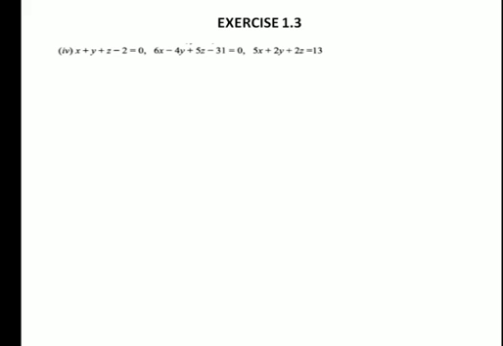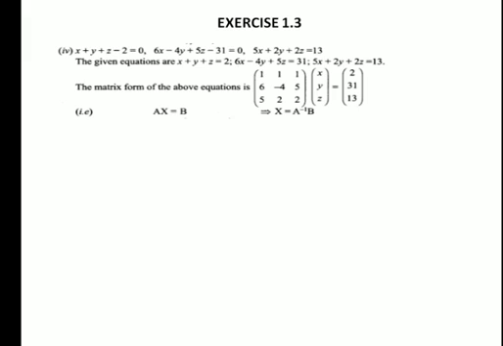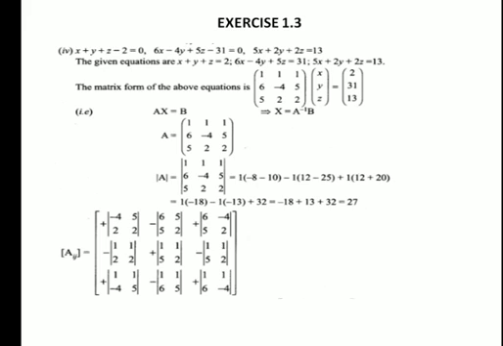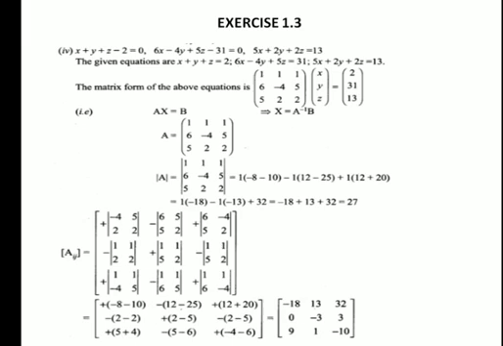Then fourth question, write it in the matrix form. Then AX equal to B, X equal to A inverse B. Then find out A modulus. A modulus value is 27. Aij, you take it and write, first row, first column. In the same way you find out the Aij. Then you simplify that, you get the matrix minus 18, 13, 32, 0, minus 3, 3, 9, 1, minus 10.